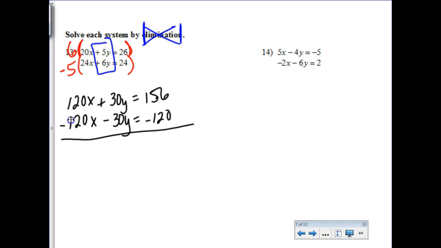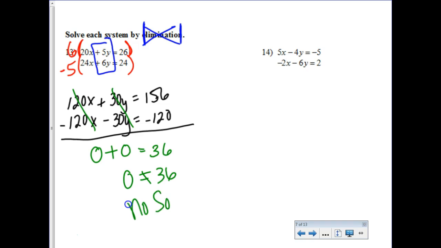Alright, so the reason this is a weird one, they're both canceling, which is not supposed to happen every time. 0 plus 0 equals like 36 or something, right? So 0 does not equal 36. That's bogus. So we say this is no solution.